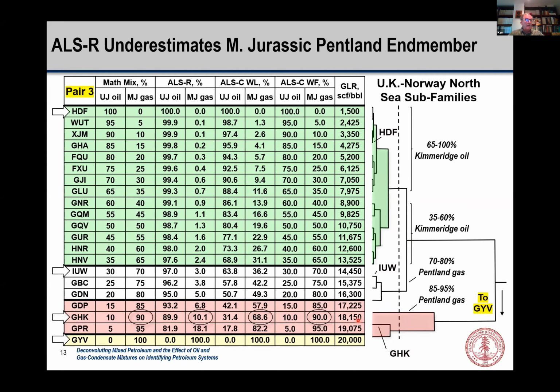10%, that's not a gas liquid ratio of 18,000. That's a gas liquid ratio of about 3,350. So we would not only classify this oil incorrectly from our cluster analysis, we would make incorrect predictions of physical properties, not just GLR, but other physical properties as well.